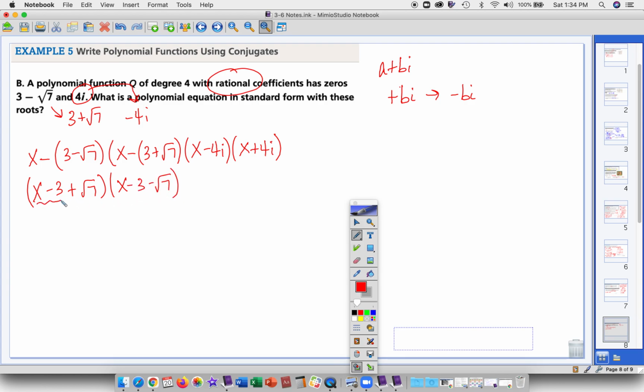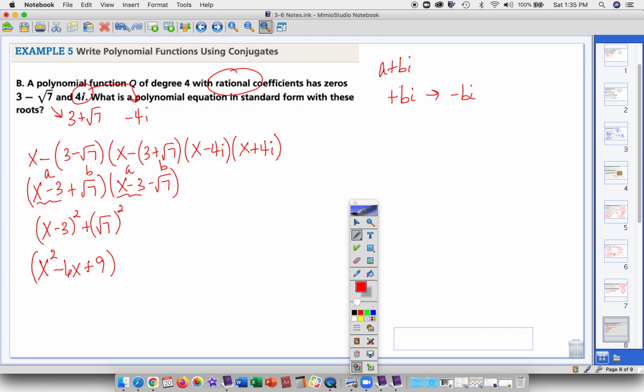Again, see how we have the conjugates. This time a is x minus 3, and b is going to be the root 7. So when I multiply these, notice I have the plus and the minus, I'm going to have (x minus 3) quantity squared, plus the square root of 7 squared. So when I square this, I get minus 6x plus 9.